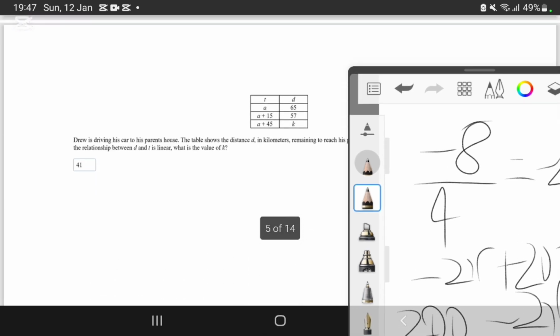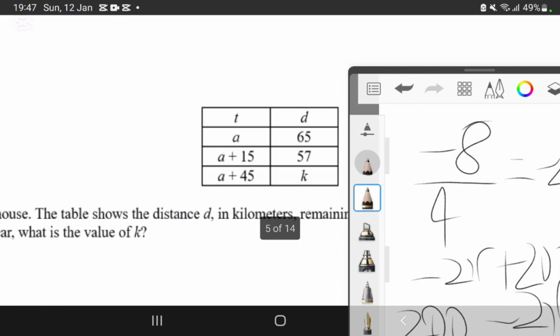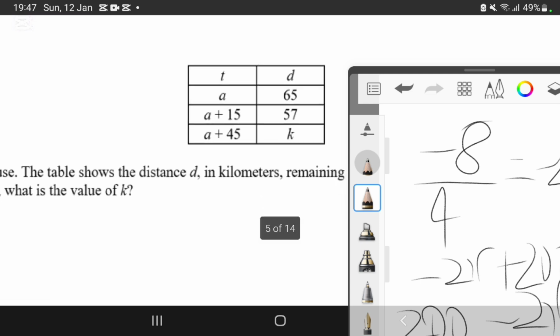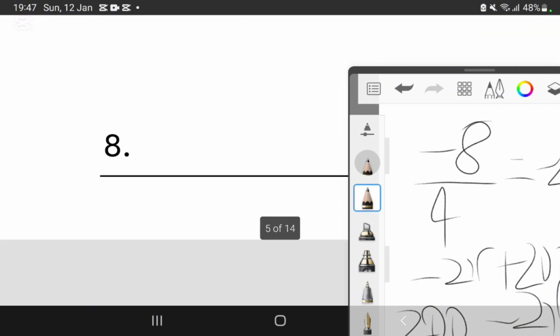Number 7. For this question, there is a really easy way to solve it. Here, as we can see, from a to a plus 15, we did minus 8. And so basically, how do we go from a plus 15 to a plus 45? We multiply by 3. That means we subtract by 24, which will give us 65 minus 24, which is equal to 41. Number 8.